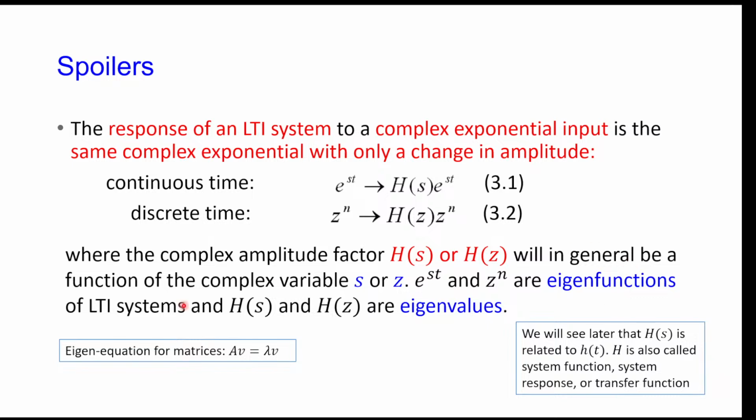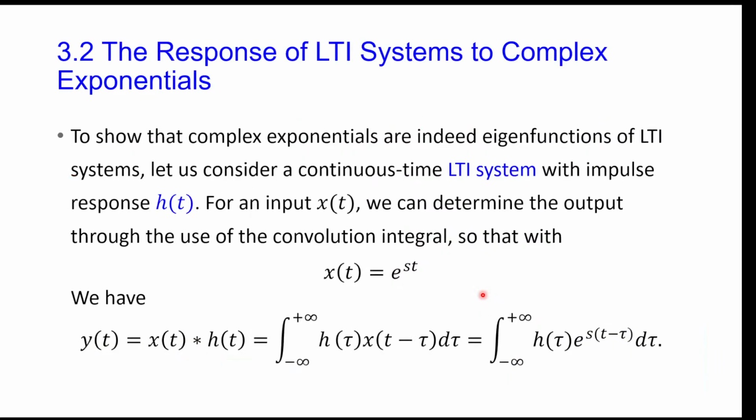It's called eigenfunction because it's very similar to what you know from linear algebra. In linear algebra, we have the eigenequation for a matrix. If you have some linear transformation described by a matrix A, then A times some vector v equals lambda times v. The v is called the eigenvector and the lambda is called the eigenvalue. Here it is similar: e to the st is called the eigenfunction, and big H of s is called the eigenvalue. So let's start the derivation.